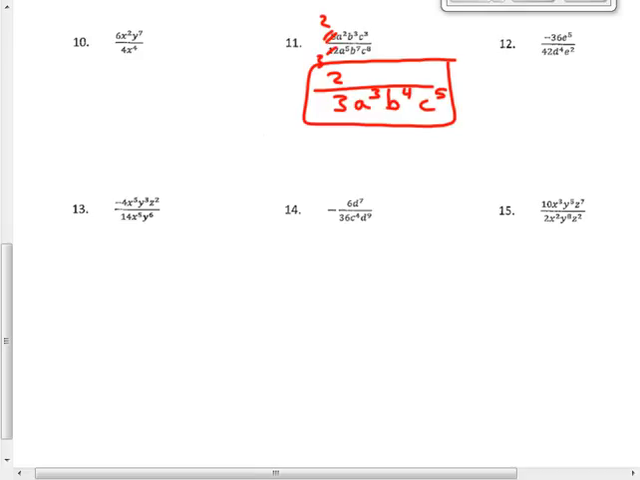In number 14, I've got a 6 and a 36 on top, so 6 goes into 6 once and into 36 6 times. So I've got a 1 and a 6 with that negative still out front. I have 7 d's on top and 9 d's on the bottom, so the 7 d's on top are going to cancel with 7 of the 9 on the bottom and leave me with 2 d's left in the bottom. And I've still got that c to the fourth. There are no c's anywhere else to be found, so that's going to be it for this problem.